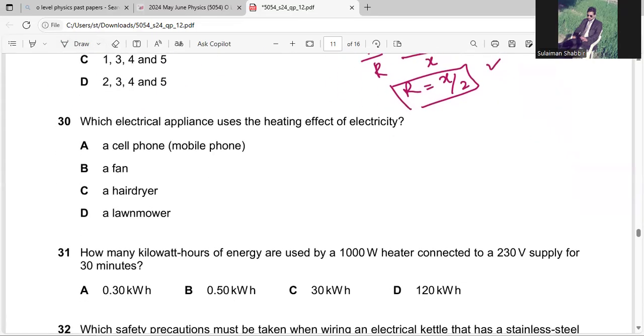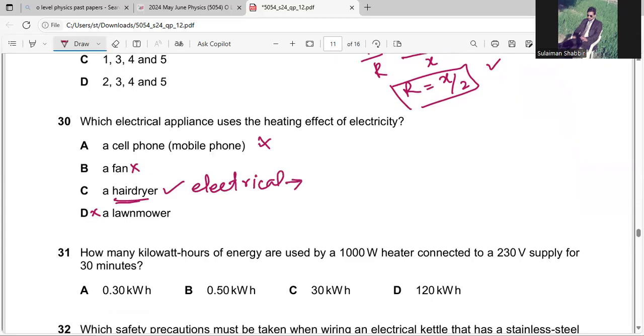Which electrical appliance uses the heating effect of electricity over there? Cell phone, no. Fan, no. Hair dryer, yes, it is using it. And lawn mower, no. Only the hair dryer is using electrical energy converted into heat.